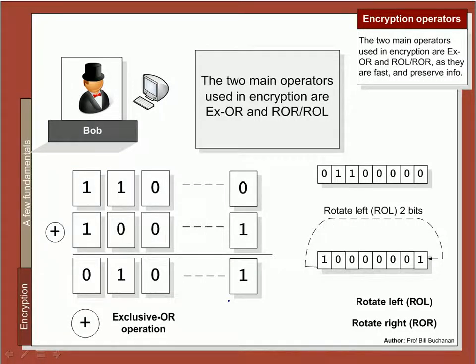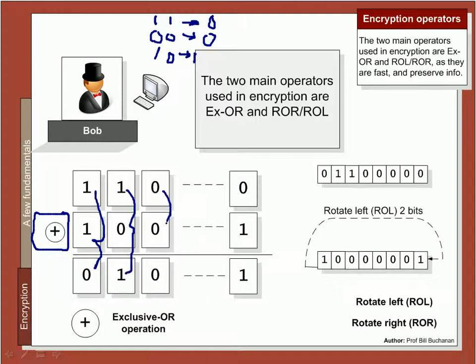The other 2 operators that we'll see in encryption are fairly simple ones, and this is where we take bits together, line them up, and then we use the exclusive OR operator. With exclusive OR, a 1 and a 1 gives us a 0, and a 0 and a 0 gives us 0. A 1 and a 0, or a 0 and a 1, gives us a 1. So we can see in this case a 1 and a 1 gives us 0, 1 and a 0 gives us 1, 0, 0 gives us 1, 0, 1 gives us 1, and so on.